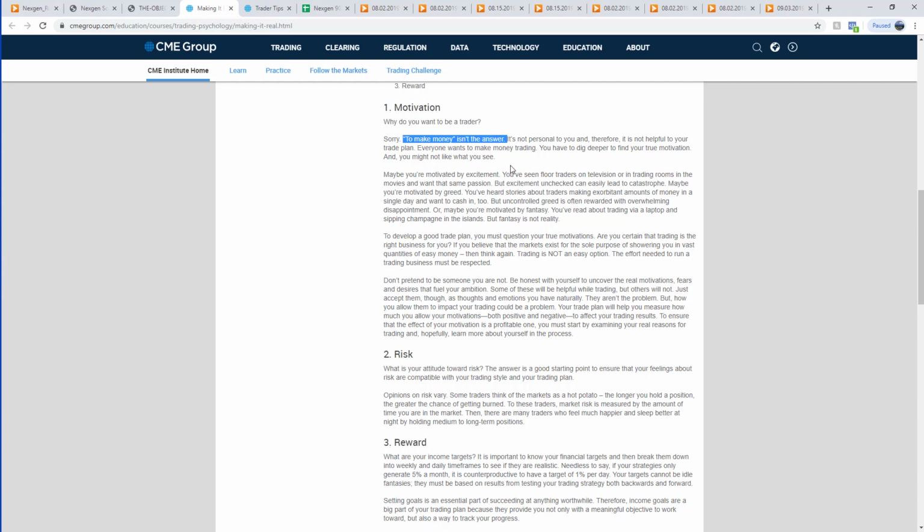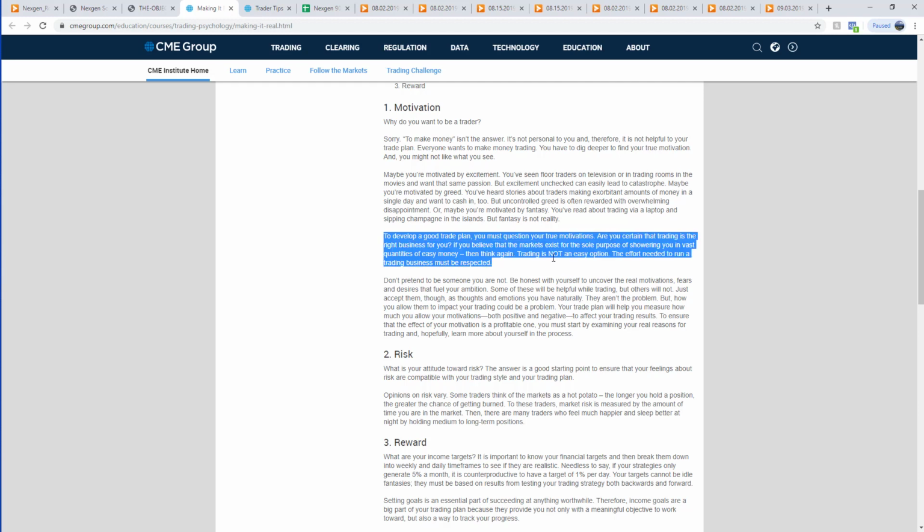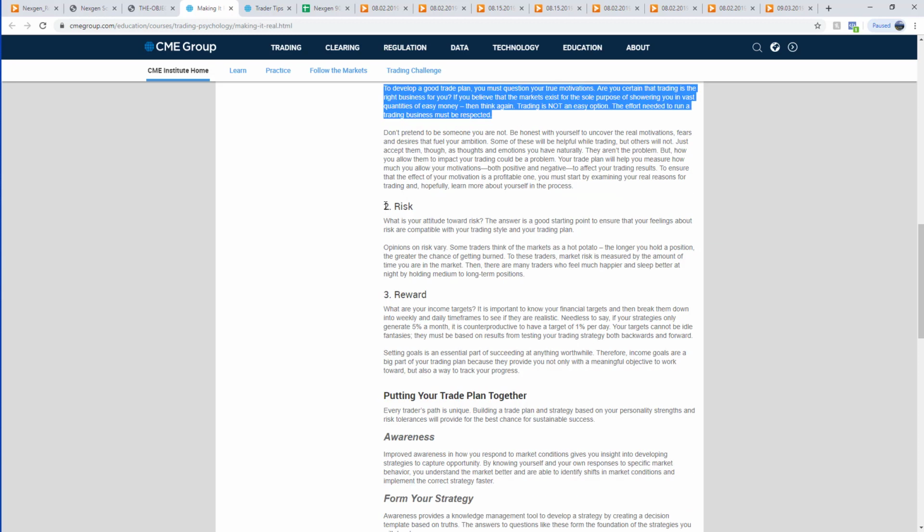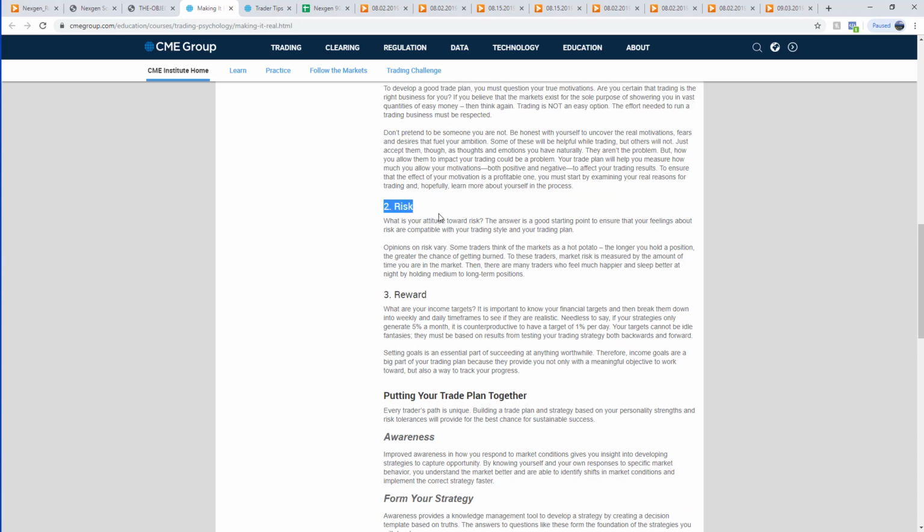Are you motivated by excitement? What are you? So I want you to think about this. To develop your trading plan, you have to think about what it is that you want. Risk. Again, look, everybody has a little bit of a different risk reward profile in their personality, right? Some people can trade 2 contracts and some people can trade 50.